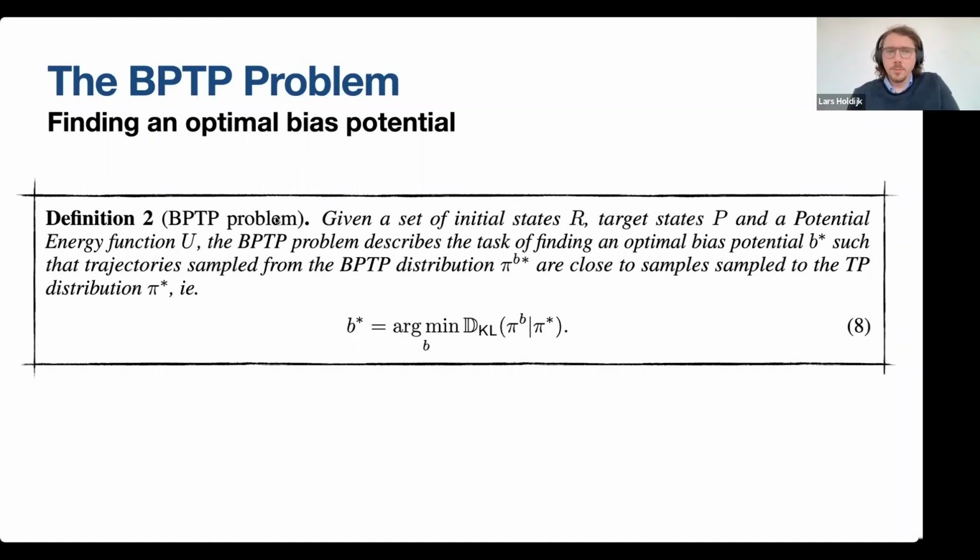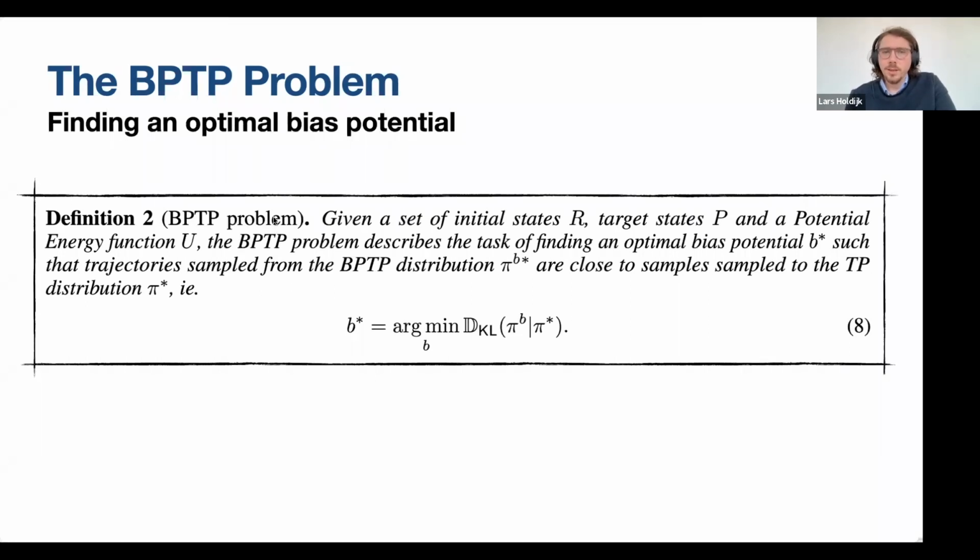We have this distribution over transition paths pi star, and we're going to be learning a bias potential B to minimize the KL divergence between those two distributions. And this is also where we can directly see a very close relationship to all the work on the Schrodinger bridge problem that we currently see in machine learning research. So we have two distributions over trajectories, and we want to find a KL divergence between them.